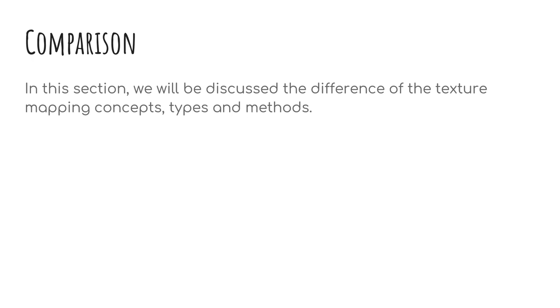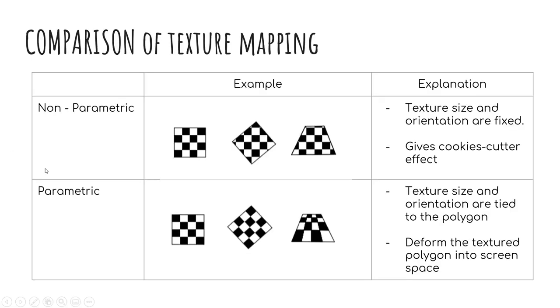Okay, so in this section, we'll discuss the differences between texture mapping concepts, types, and methods. We have two concepts of texture mapping, which are non-parametric and parametric. As we can see here, in non-parametric the texture size and orientation are fixed, and it gives a cookie-cutter effect, which means it has the same texture and lacks originality. It is in the same position and low quality because it does not change the texture based on the polygon.